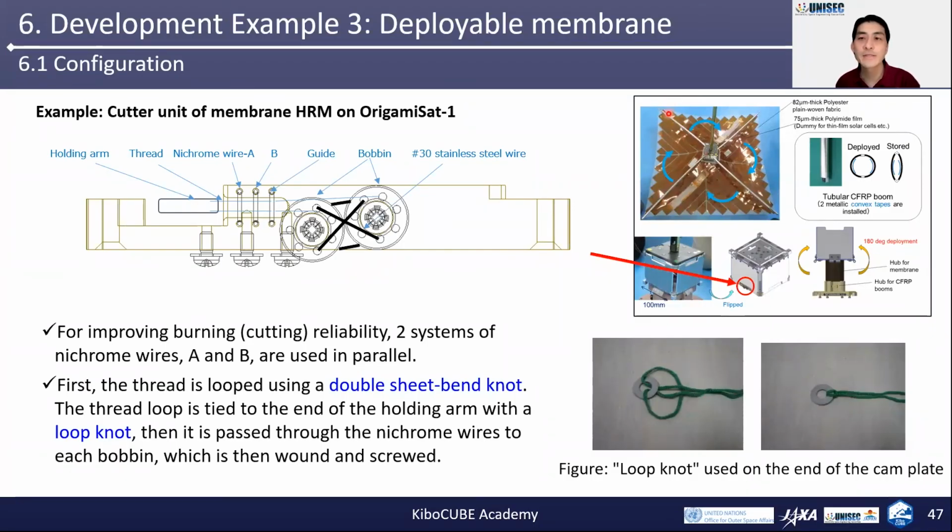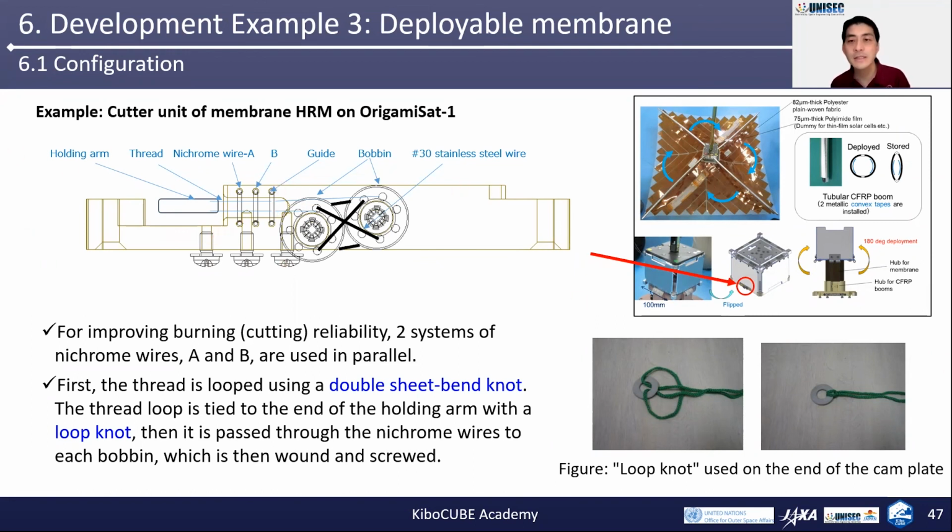So OrigamiSat 1 has a 1 meter by 1 meter deployable membrane stored in a 1 unit size, and 4 walls open when cutting the 2 strands of threads by nichrome wires. The thread cutting mechanism is similar to the one in the deployable convex antenna, but the size is smaller. For improving burning reliability, 2 systems of nichrome wires, A and B, are used in parallel. So there are 2 nylon threads and 2 nichrome wires.